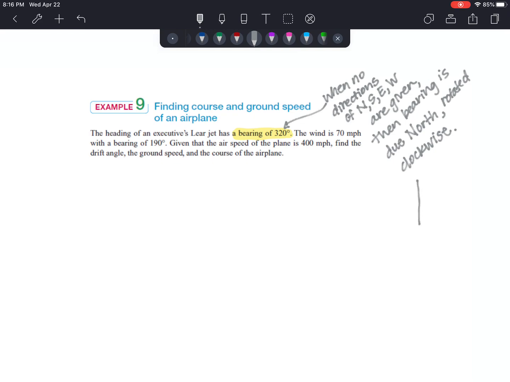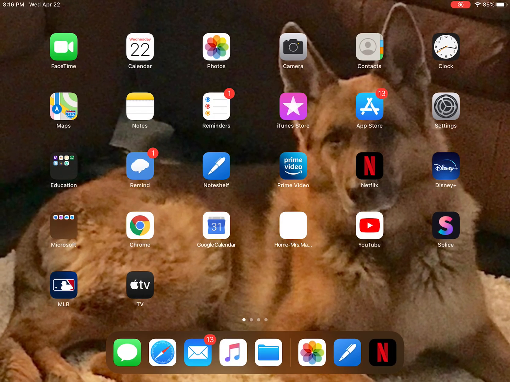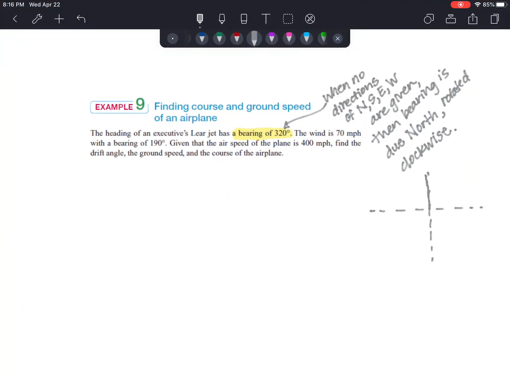So here's our north, east, south, west. You're going to go due north, and then we're going to turn clockwise 320 degrees. Every quarter turn is 90 degrees. So that's 90, another 90 would be 180, another 90 is 270, and then we're going to turn 50 degrees until we get to 320. 270 plus 50 is 320.